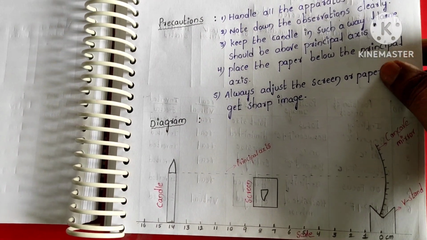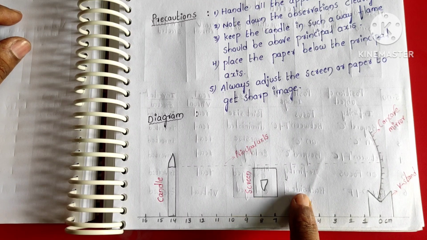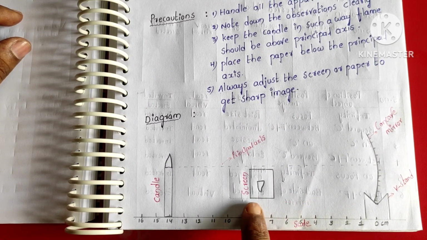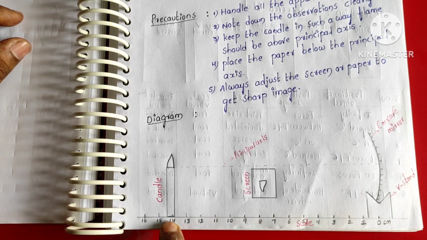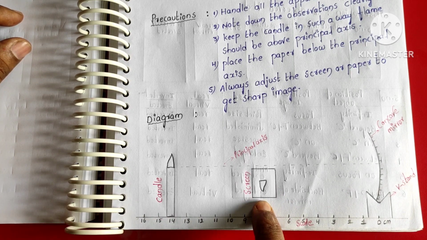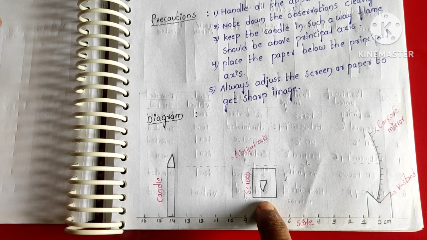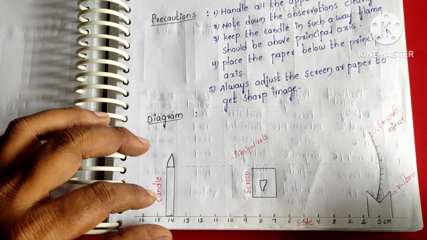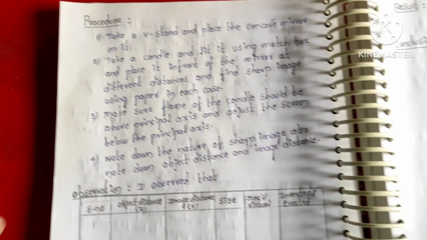Here our aim is to keep the candle at different places in front of the mirror and move the screen below the principal axis till you get a sharp image. Then you have to note down the object distance, image distance, the size of the flame, small or big or same size, real or virtual, inverted or erect. These characteristics you have to note down in a table.